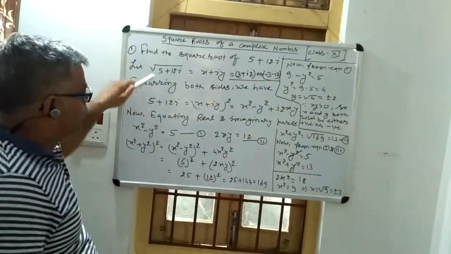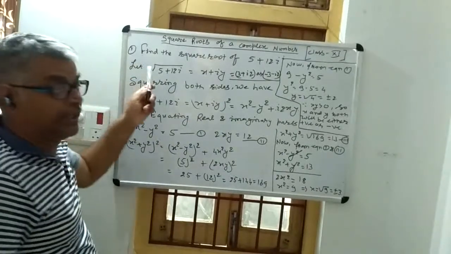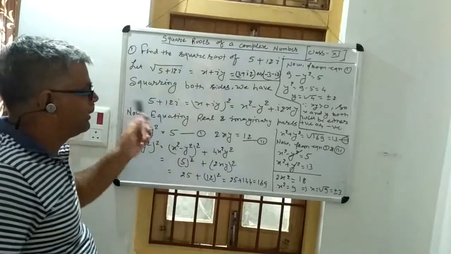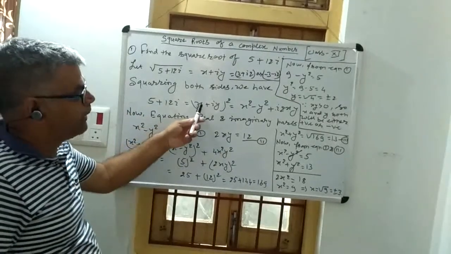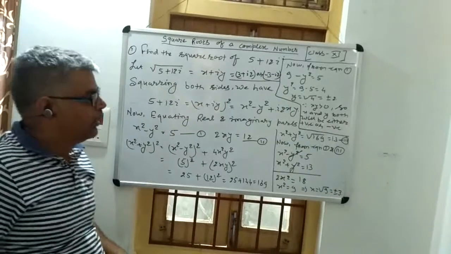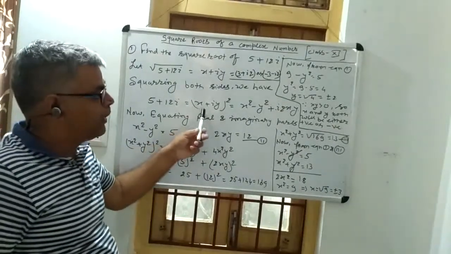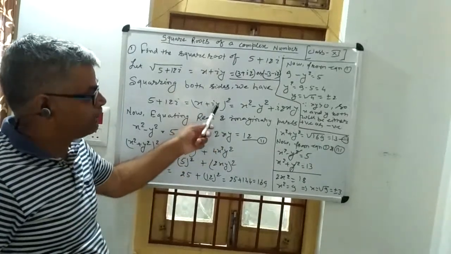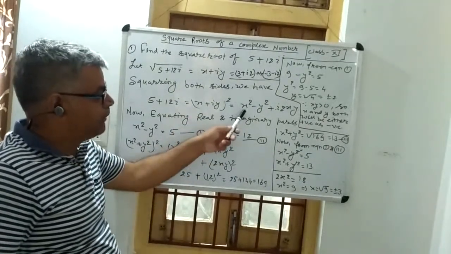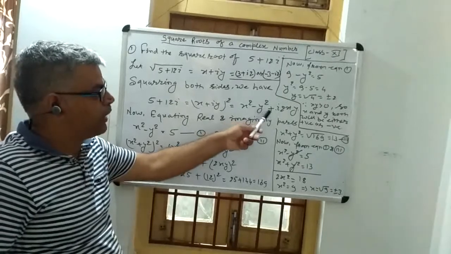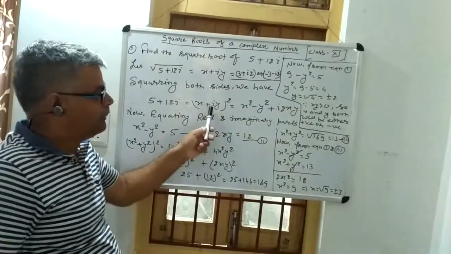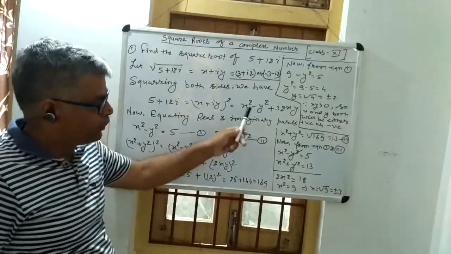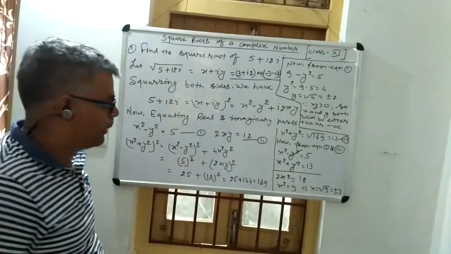When you square it, the square and the square root get cancelled. So you will have 5 plus 12i, and on the right side you will have x plus iy whole square, which we expand using the formula (a plus b) whole square. On expanding, we have x square minus y square plus i 2xy, because the value of i square is minus 1. So here it is minus y square.